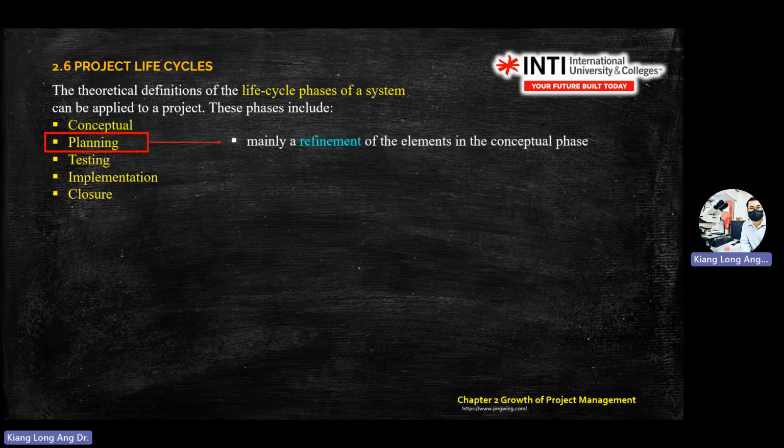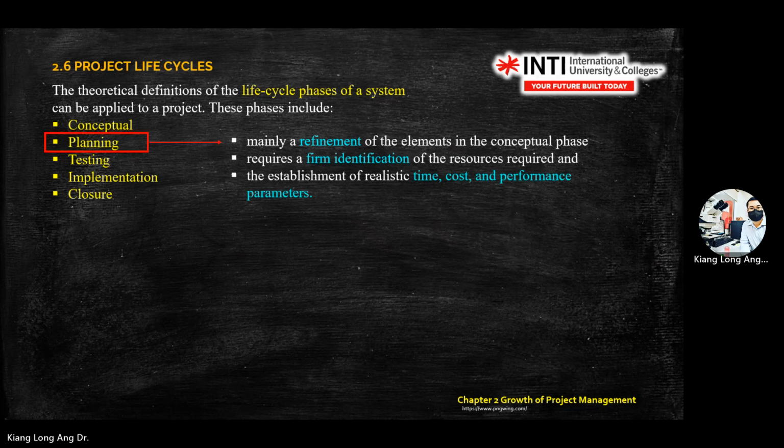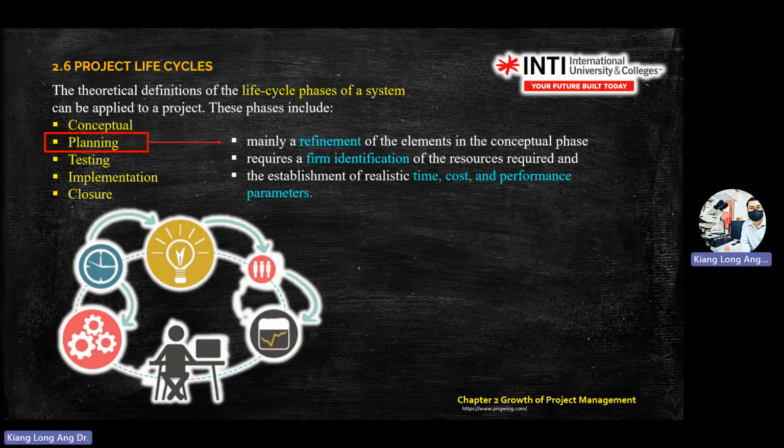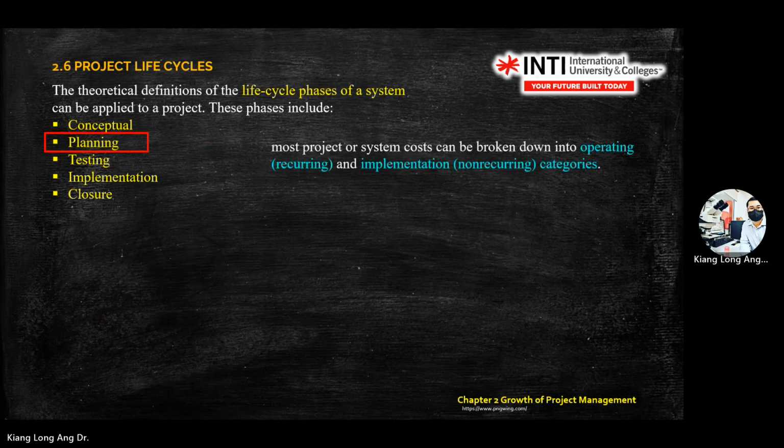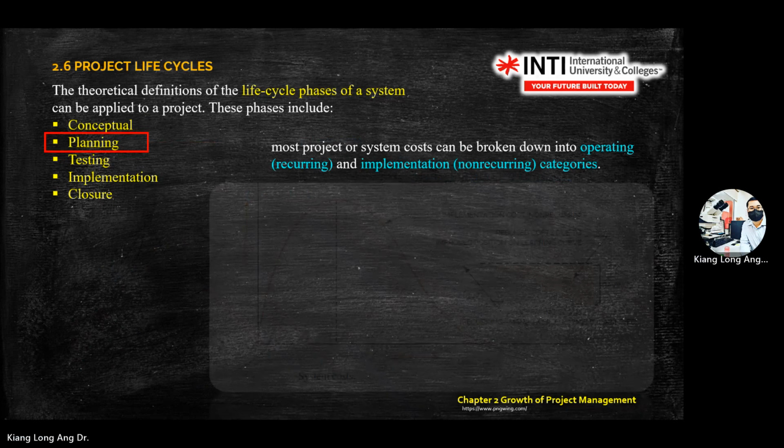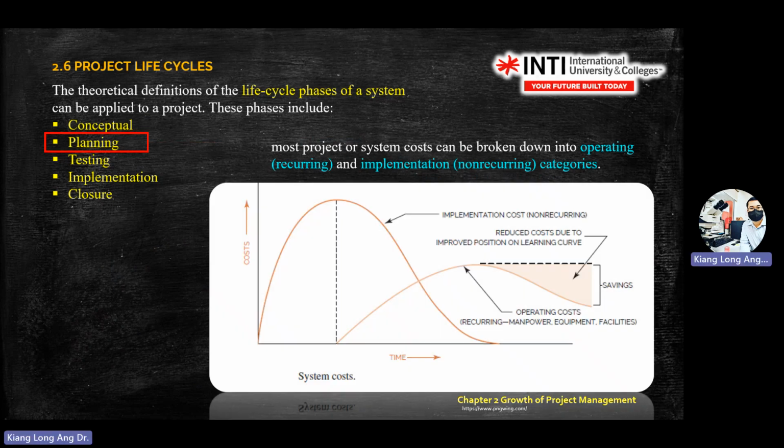Second one, planning. Planning means you refine what you did in the first phase, conceptual. You assign resources to each of the items inside the concept. Okay, second one is assign resources. The cost has two parts: operating cost and implementation cost.